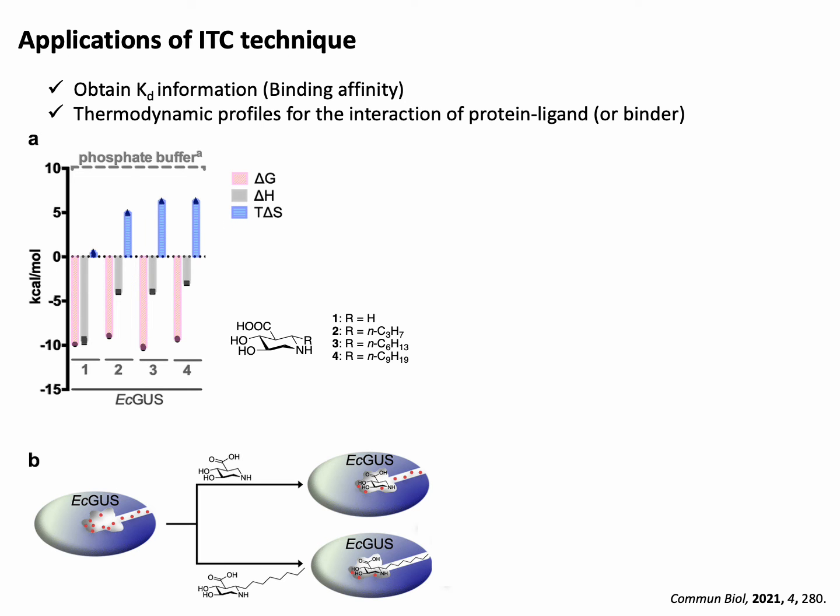The thermodynamic profiles provided by ITC could give us insight into protein-ligand interaction, which plays a very important role in drug discovery. For example, I have synthesized this type of immunocyclatose as a glycosidase inhibitor. By using ITC, my collaborator and I found that as the aliphatic chain gets longer, the entropic term increases because the aliphatic chain could kick out water molecules and form a stronger binding with the hydrophobic channel in the protein.